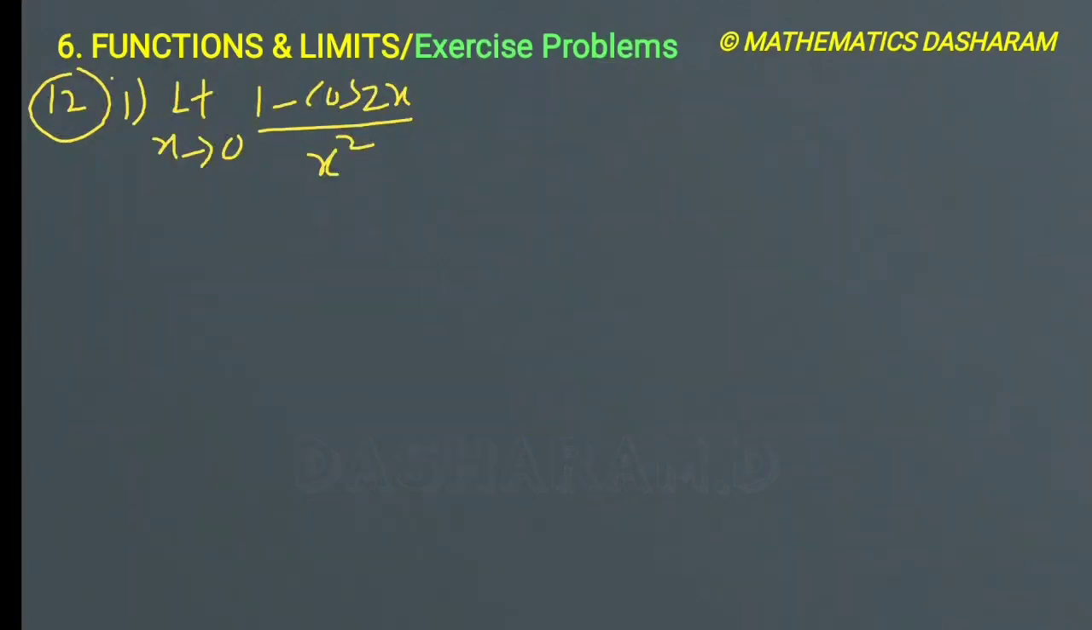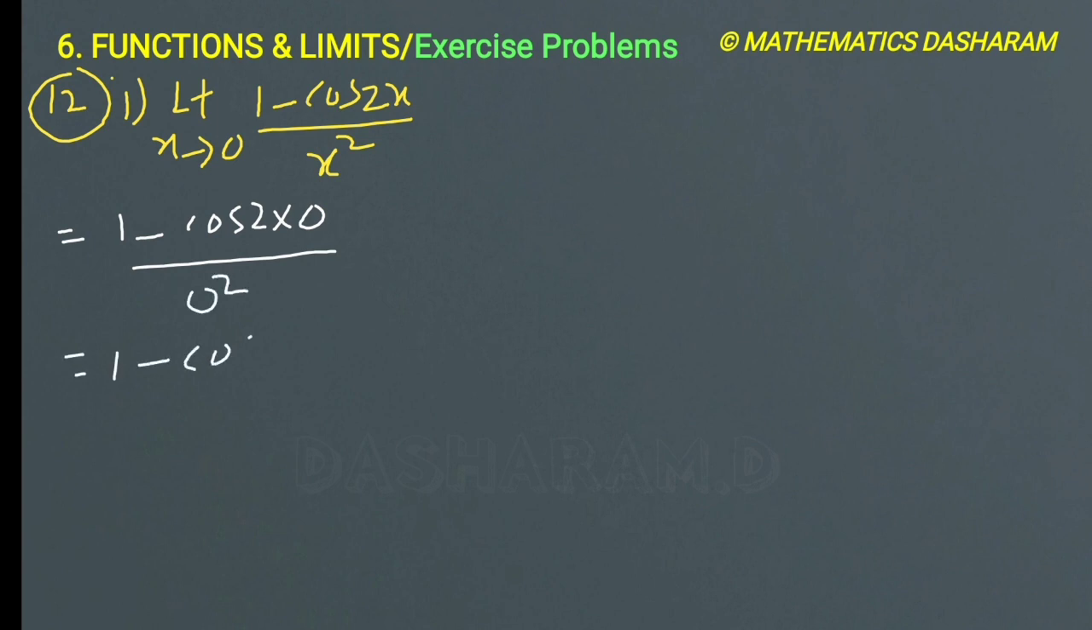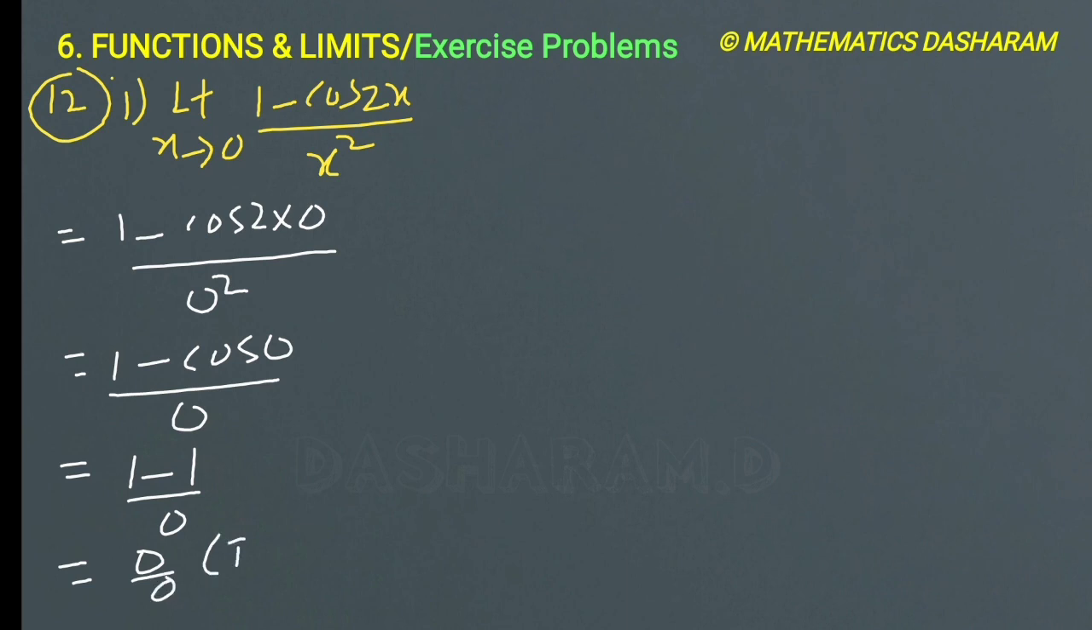12th question, first bit: limit x tends to 0 of (1 minus cos 2x) divided by x square. First substitute x equals 0: 1 minus cos 2 into 0 divided by 0 square. So 1 minus cos 0 is 1 minus 1, which is 0, divided by 0. So 0 by 0, so it is indeterminate form.